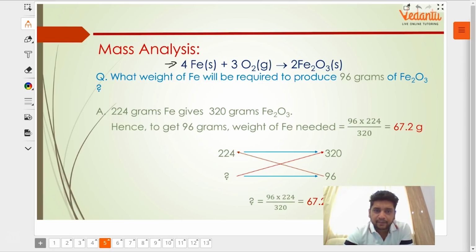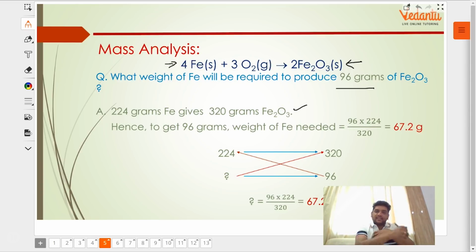Same question दिया हुआ है, same example के terms में we are solving in different angles, right? So first question is, what weight of Fe will be required to produce 96 grams of Fe2O3? ठीक है, तो यहाँ पे मास एनालिसिस कैन बी यूज्ड। मोल के टर्म्स में आप हमेशा ही कर सकते हो, मोल एनालिसिस कैन बी यूज्ड एनी टाइम, बट मास के टर्म्स में अगर आपको प्योरली करना है तो व्हाट विल यू डू? ठीक है, मास एनालिसिस इज कॉमन सेंस, मास एनालिसिस इज जस्ट यूनिटरी मेथड। ठीक है, यूनिटरी मेथड क्या है, आई विल एक्सप्लेन इट यू। ठीक है, 224 grams of Fe gives 320 grams of Fe2O3.